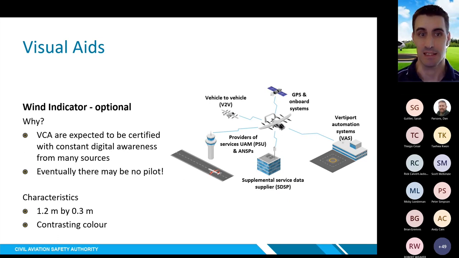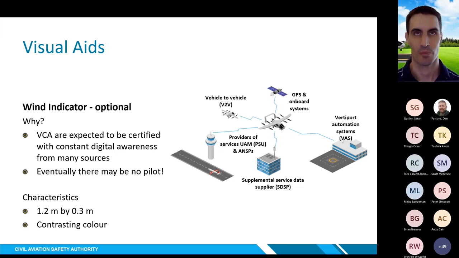Okay, the first element in the visual aids chapter is the wind direction indicator, and we decided to make this one optional. Why do we do that? The first reason is we expect that when VCAs get certified, they should have a constant digital awareness that comes from many different sources, such as onboard sensors, vehicle-to-vehicle or V2V awareness, things like photo conditions, automated weather station data, maybe even stand availability. They might be streamed directly from vertiport automation systems. Aeronautical information could be coming from all sorts of sources, from providers of services UAM, air navigation service providers, and supplemental service data suppliers.